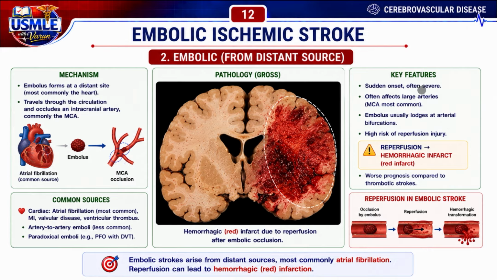These are sudden onset, often severe. It often affects large arteries, MCA being the most common. Embolus usually lodges at the arterial bifurcations, and there is a high risk of reperfusion injury. Reperfusion could lead to a hemorrhagic infarct, a red infarct. This usually has a worse prognosis compared to thrombotic strokes. Reperfusion in embolic stroke, where there is occlusion by embolus, can lead to hemorrhagic transformation.